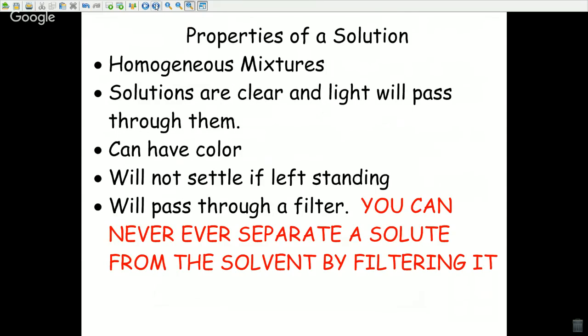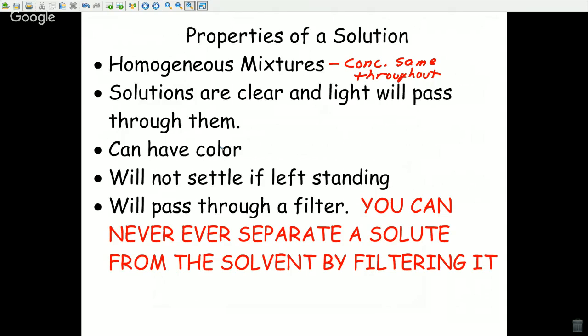Properties of the solution, they're homogeneous mixtures, meaning that the concentration is the same throughout. Solutions are clear and light will pass through them, so you can test by shining a flashlight through it. They can be colored, like when you add food coloring to water. And it will not settle if left standing, which means if you let it sit for a while, you're not going to get crystals falling to the bottom unless water is evaporating out.